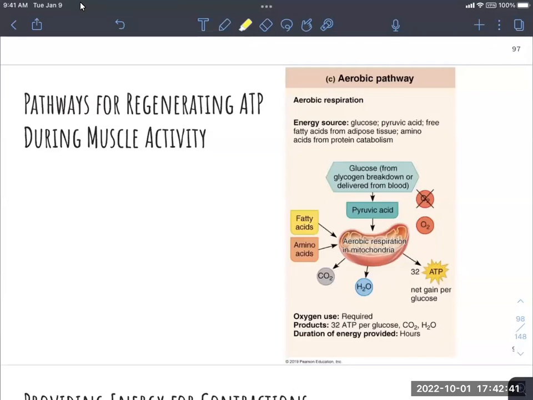We can use fatty acids as a source of energy, amino acids as a source of energy. But what we get out of it is, of course, carbon dioxide, our water, our 32 ATP, and we can generate energy for hours, which is a great thing.